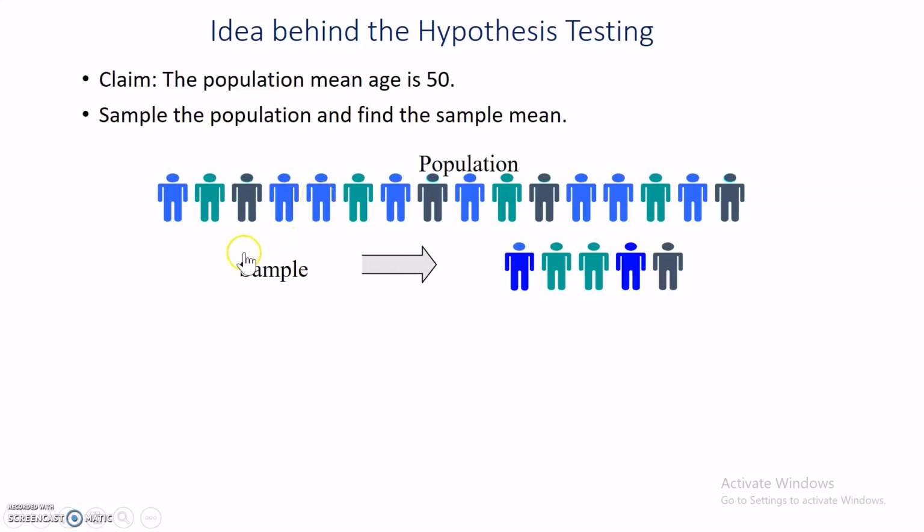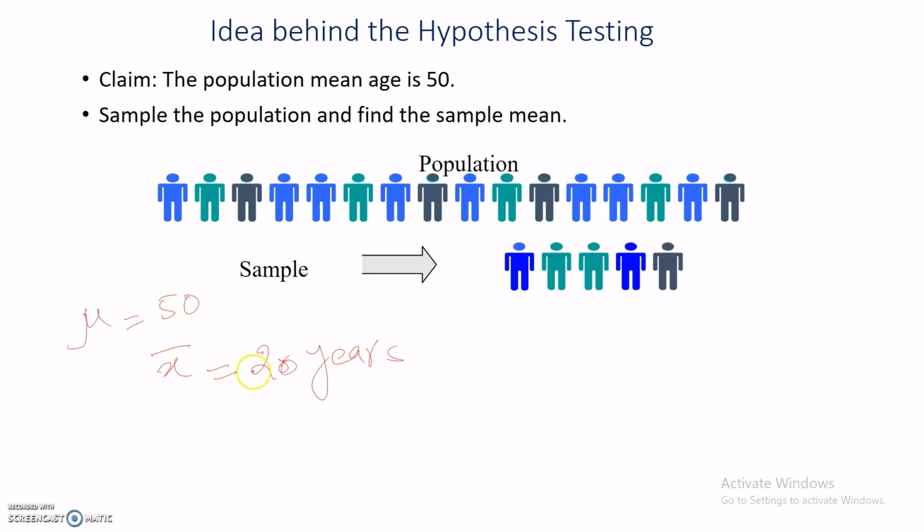So what we do, we select a sample from this population. And what can happen? Let's say we collect a sample and our sample data give us the mean age of 20 years, right? Let us suppose, for the sake of discussion, 20 years. Now look at that. Our population age was 50 years, and our sample is saying it's 20 years.